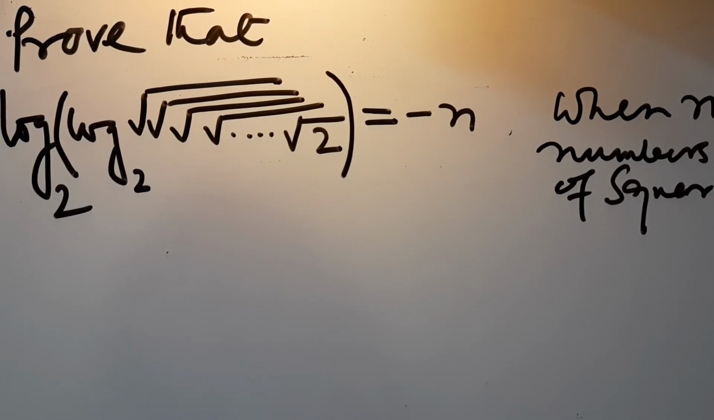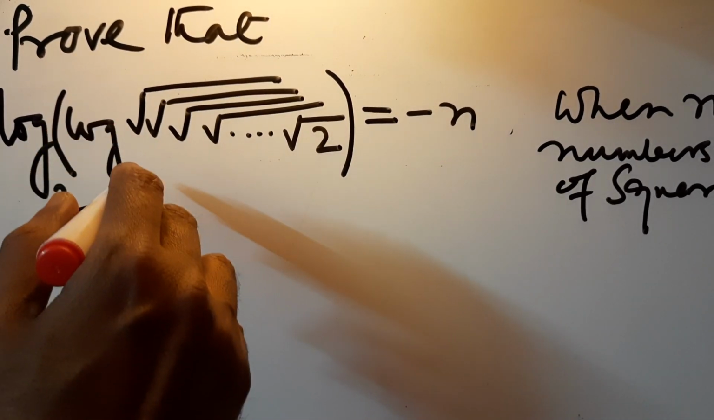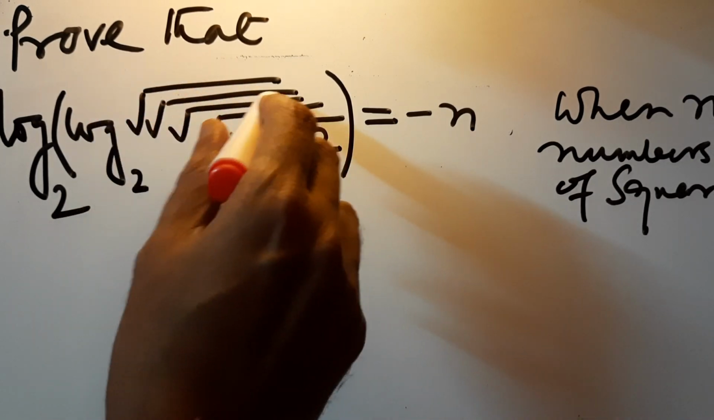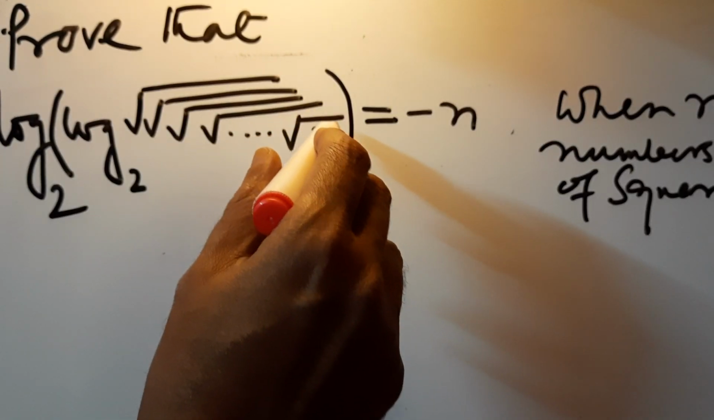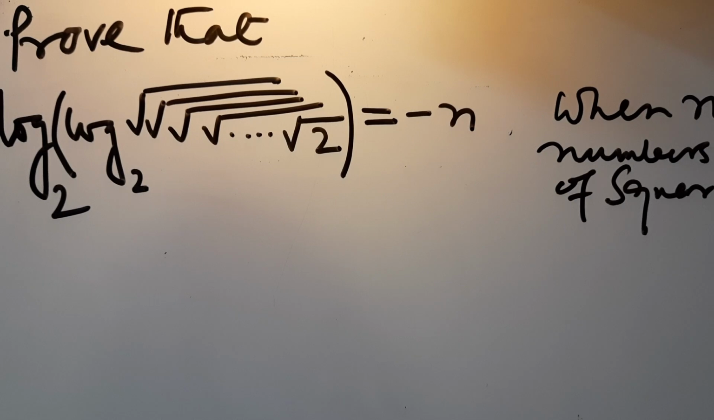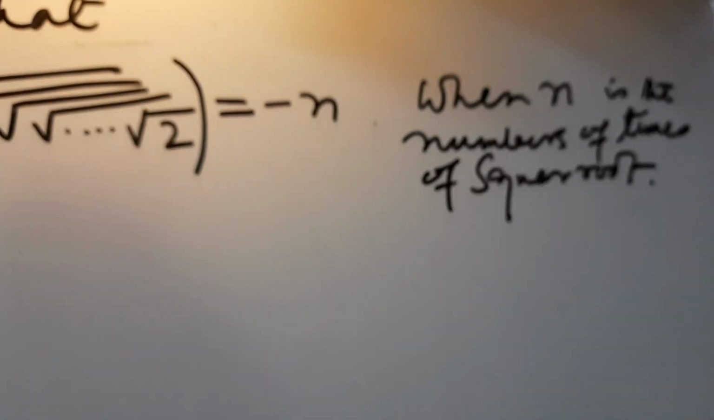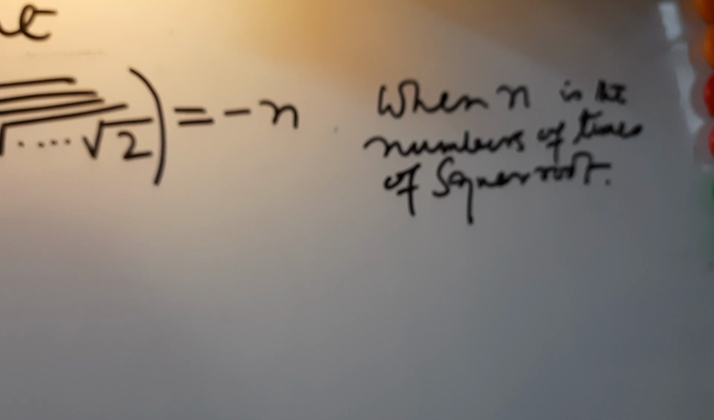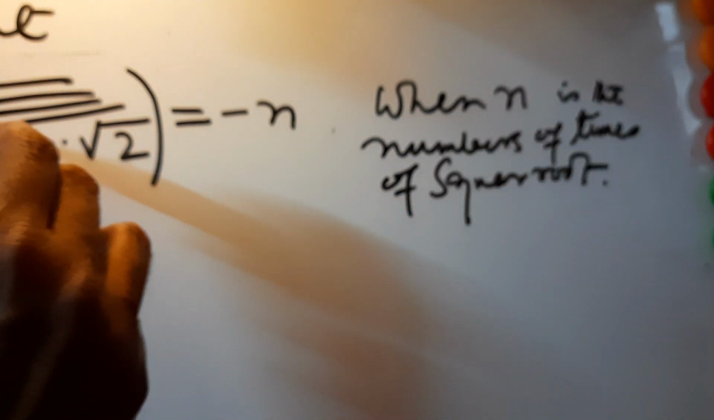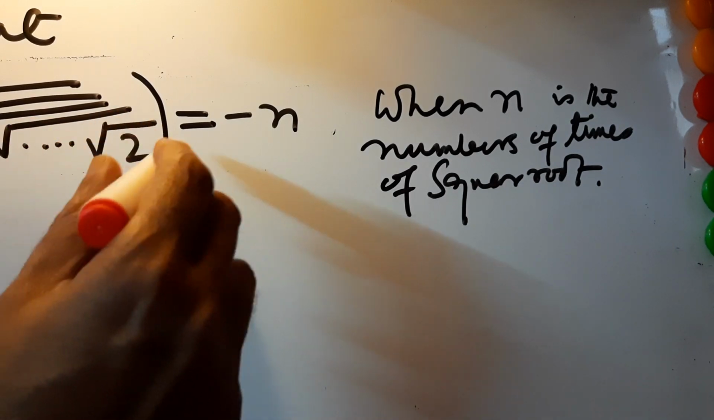In this video, we'll prove that log base 2 of log base 2 of the square root of the square root of the square root, up to the square root of 2, equals minus n. What is n? n is the number of times of square root, the inside square root. So that means 1, 2, 3, 4, up to n times of square root under 2.